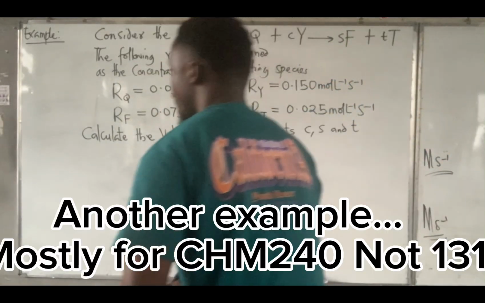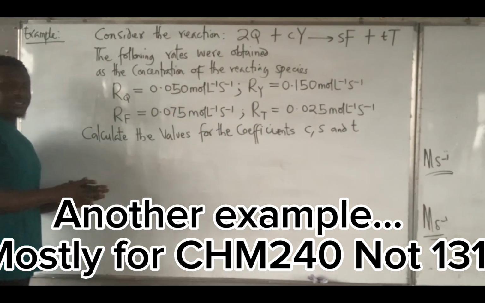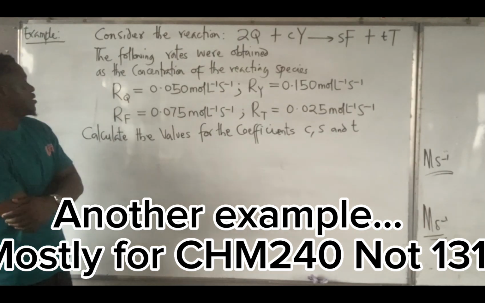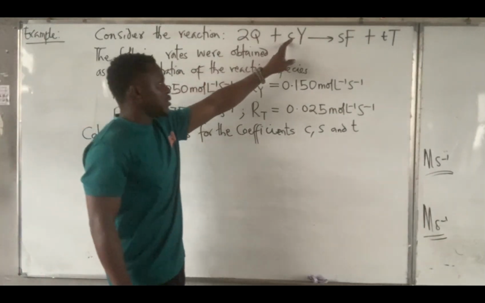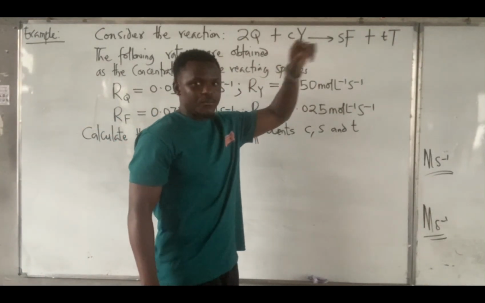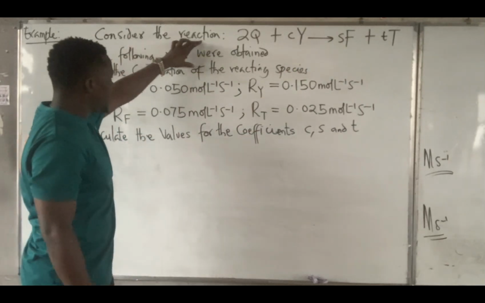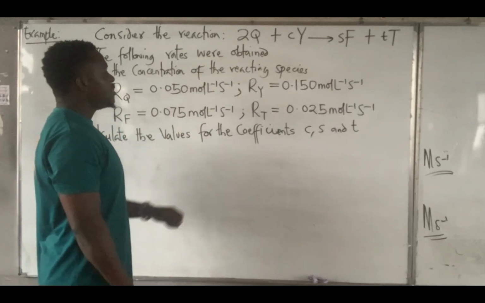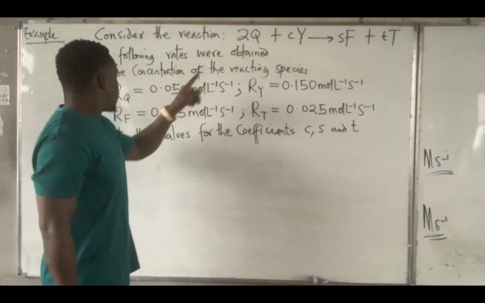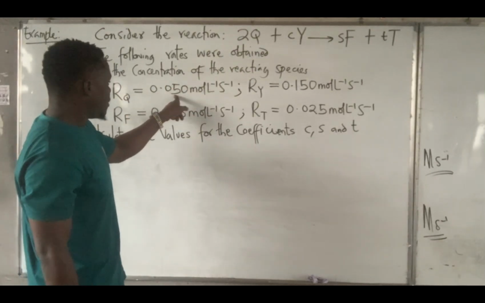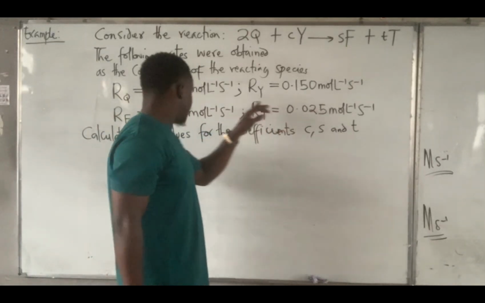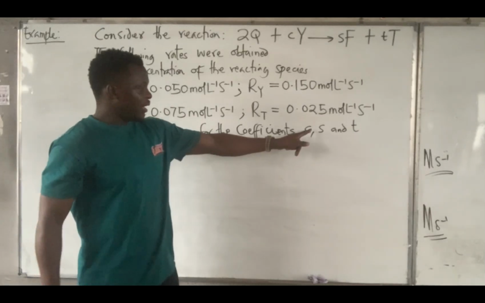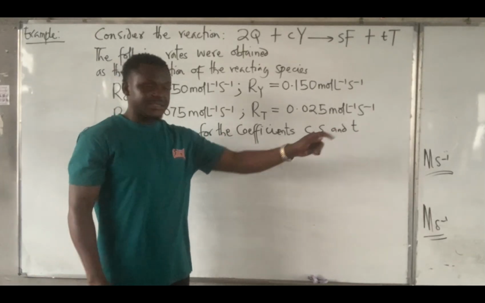Alright, please stop. Now this particular question is kind of different from the ones we just solved previously. They say, consider the reaction 2Q plus CDY, and the rest of them. The following rates we obtain as the concentration of the reacting species. They gave us the rate of Q as 0.05, the rate of Y, the rate of F, and the rate of T. Basically, what they are asking us to find are these coefficients, C, S, and T.